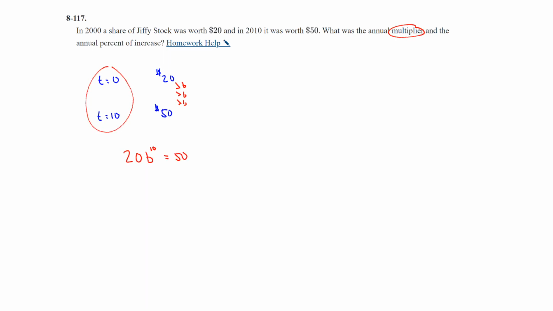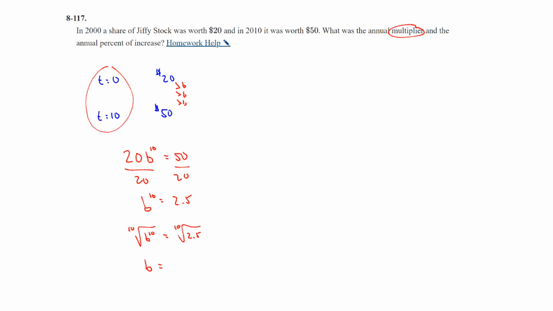What number would that be? Well, we can divide by 20. So b to the 10th is equal to 2.5. How do you undo something raised to the 10th power? Well, you're going to use your root. So you're going to set up the 10th root of b to the 10th. Those are inverses of each other, so they're just going to cancel. And then you'll do the 10th root of 2.5.